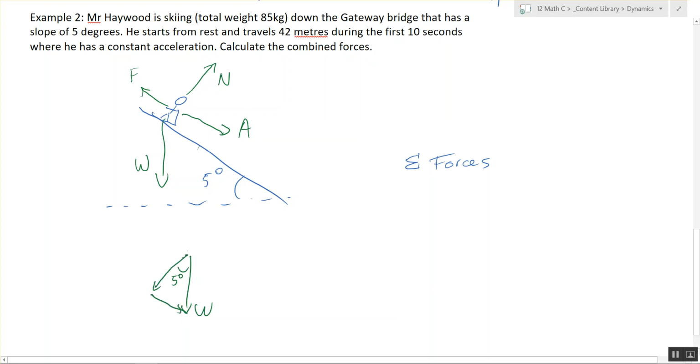Using trigonometry, this is the adjacent, so it is W cos theta. This one's the opposite, so this is W sine theta. The applied force is going this way. So we've got W sine theta.